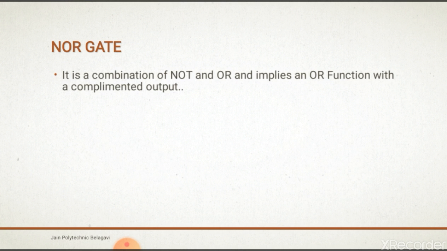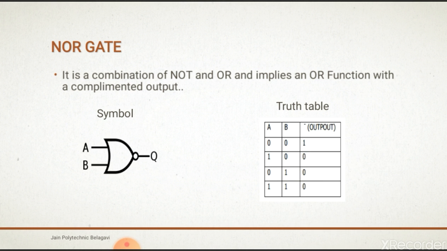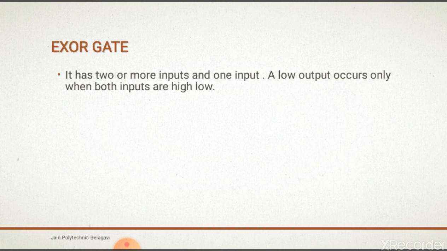NOR gate. It is a combination of NOT and OR and implies an OR function with the complemented output. Symbol: A B input, Q output. Truth table, A B input, output. Logic expression, Q is equal to complement of A plus B.